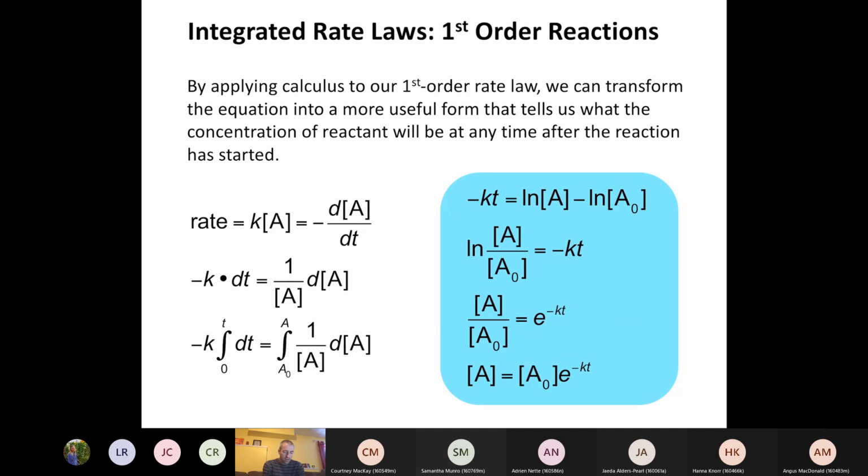Okay, so what we're going to do is take our rate laws and integrate them. And this will allow us to learn something else, which is it'll tell us exactly what percentage of the reaction is done, like what percent complete is the reaction, I don't know if that's proper English, after some specific amount of time.